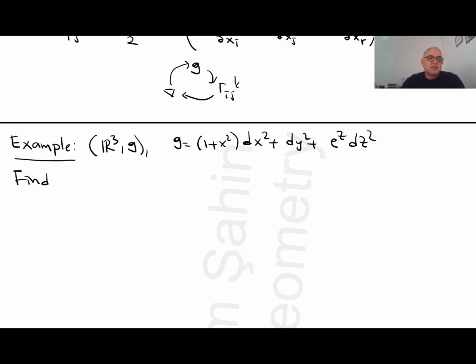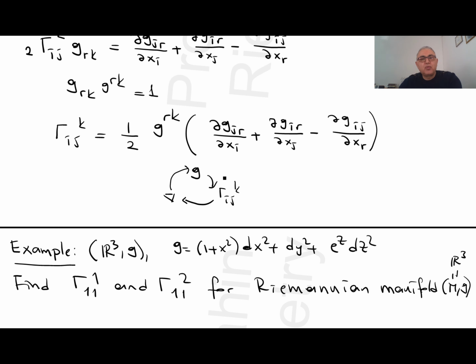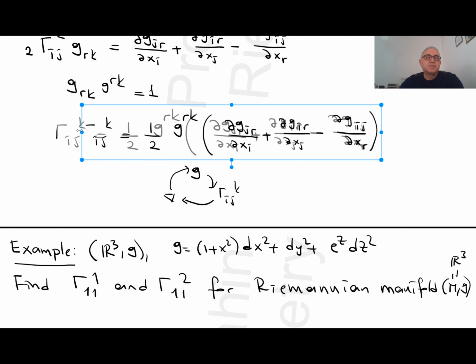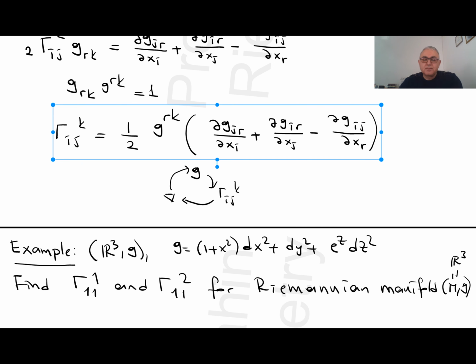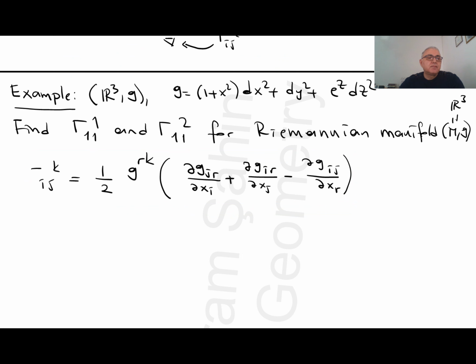So find Γ^1_11 and Γ^1_12 for the Riemannian manifold (M, g). So our M is R3. Okay, first let me bring this formula. So we have this formula. Okay, let me put it here.